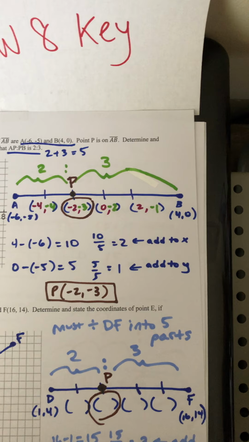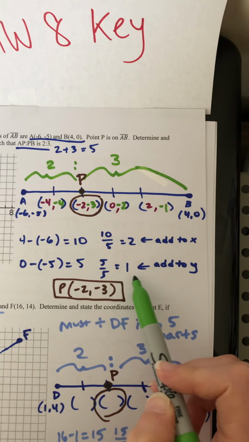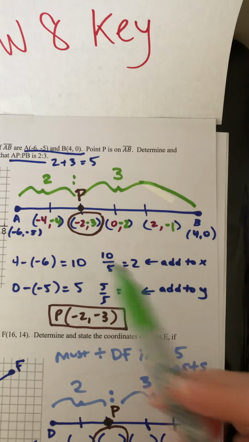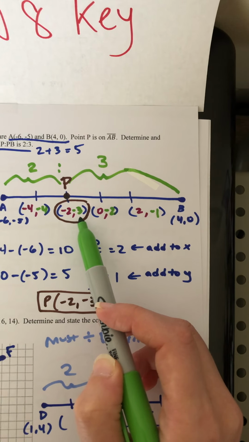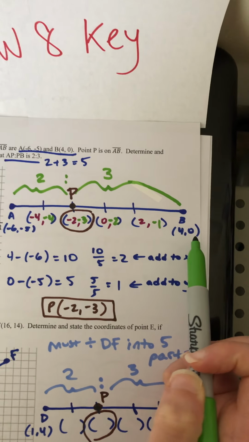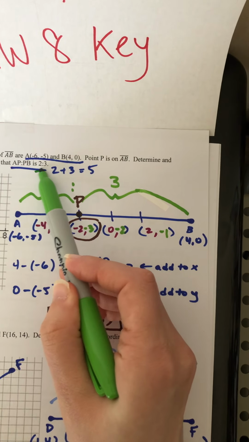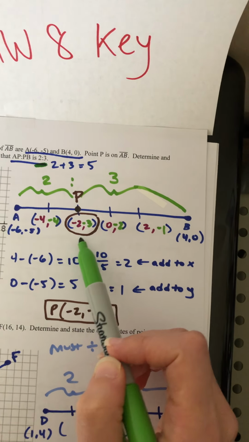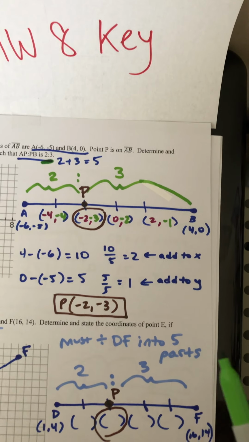Now on the Y values, 0 minus -5 is positive 5. 5 divided by 5 is 1. And the Y value is increasing from -5 to 0. That's actually an increase. Add 1 to each one. -5 plus 1 is -4. -4 plus 1 is -3. Plus 1 is -2. Plus 1 is -1. Plus 1 again is 0. The last step would be picking which of these points is your answer. Well, we want the point to break the segment up into 2 pieces to 3 pieces. 2 pieces lands here, so P is -2, -3. The other 3 pieces are on the right side.